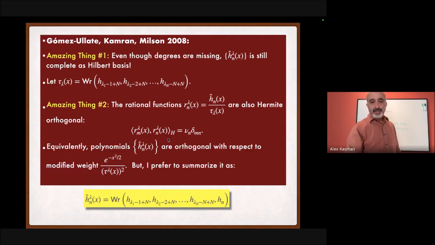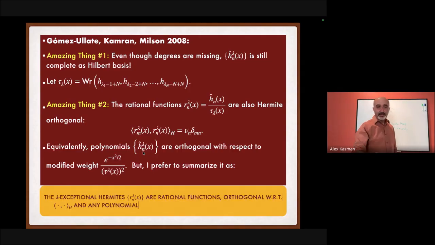So that's just two ways to say the same thing. If you prefer to think about it this way, where you're changing the weight and have orthogonal polynomials, that's fine. But I'm going to keep talking about it in this preferred way: what we did is we made a bunch of rational functions that are orthogonal with respect to the Hermite inner product, and any polynomial can be written as a combination of them. So in a way, they're kind of as good as the classical Hermites, aren't they?